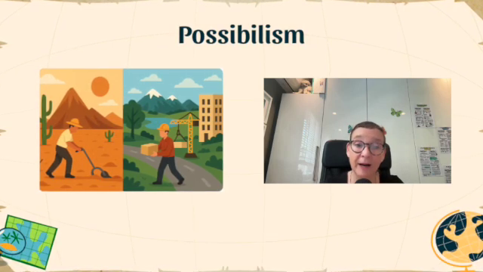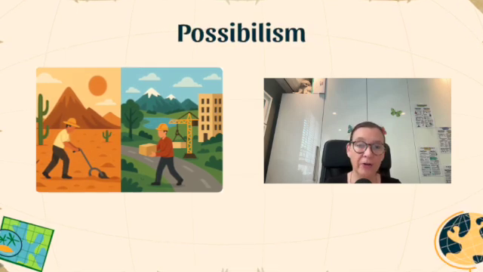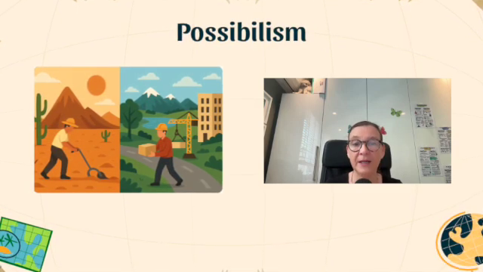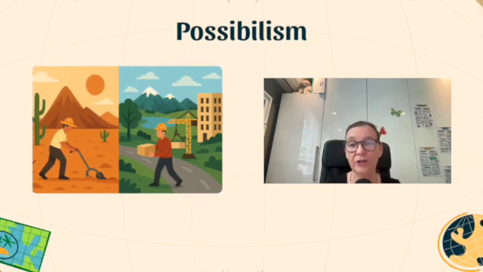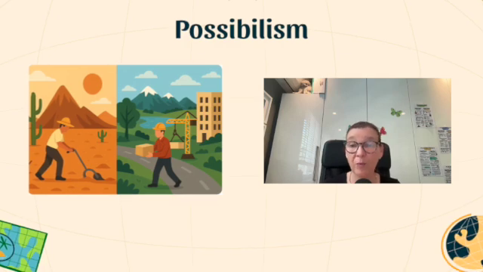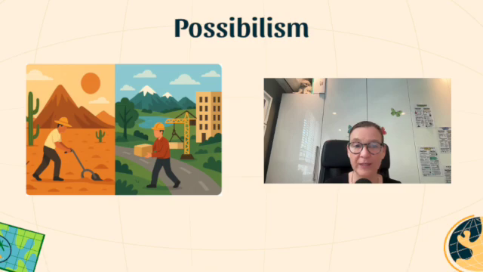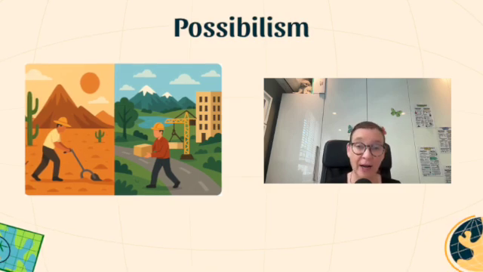Instead of being limited by flooding, they engineered a solution to expand their usable land. Modern geography favors possibilism because it acknowledges cultural and technological adaptation. It shows that humans aren't just shaped by their environment, but we can also shape the environment. So here's an AP tip. On the exam, look for examples where technology or cultural strategies are used to solve environmental challenges.